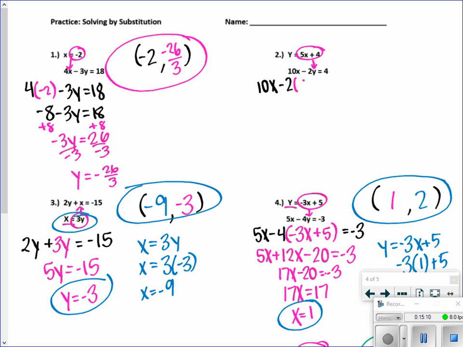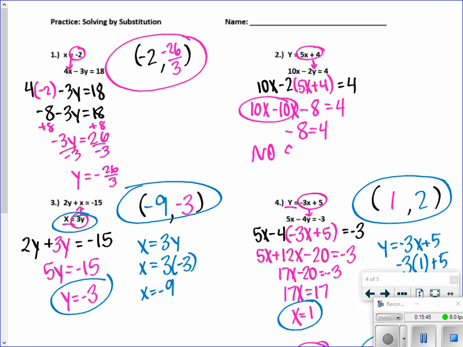Oh, y'all are working ahead? Are you seeing something that's happening? Something similar to what we just did. The variables cancel out. We're left with this statement, negative 8 equals 4. That means no solution. Excellent.